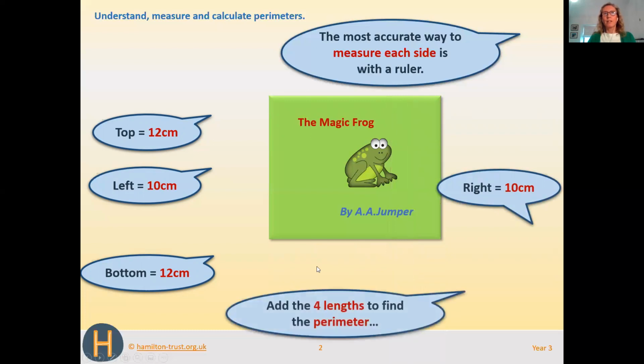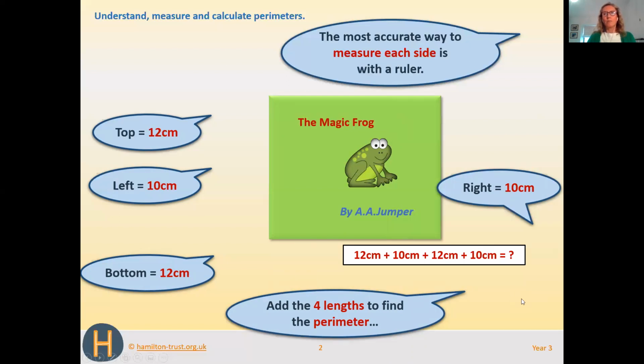So now all we have to do is add the 4 lengths together. So we're going to add 12, add 10, add 12, and add 10. So the 2 10s are for the right and the left, and the 2 12s for the top and the bottom. So can you see an easy way that you could add those numbers? There's lots of different ways, but which way would you choose?